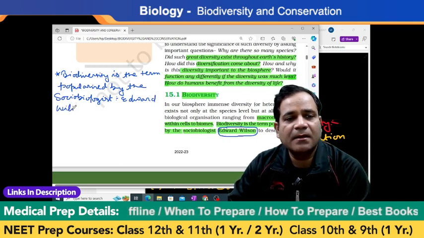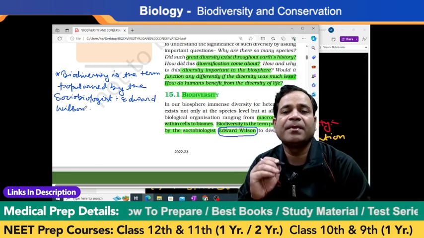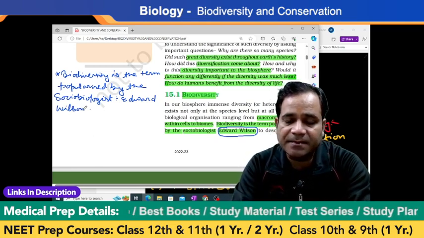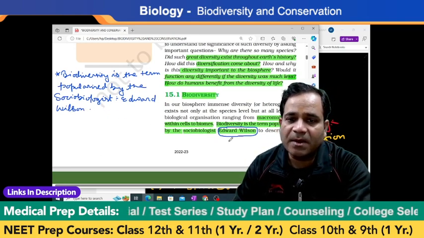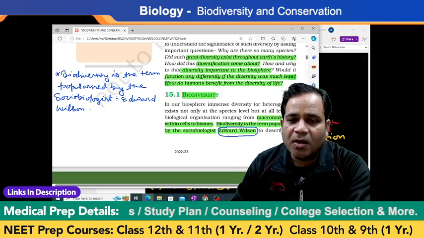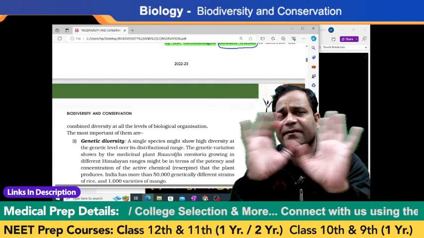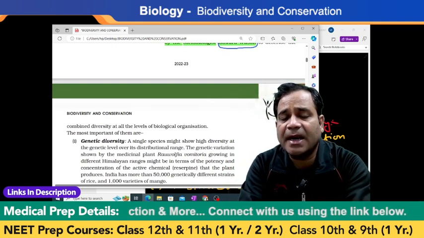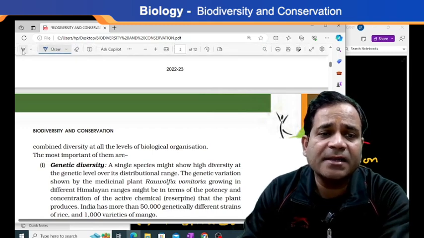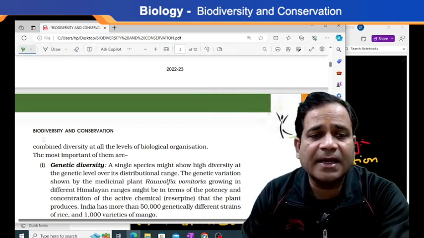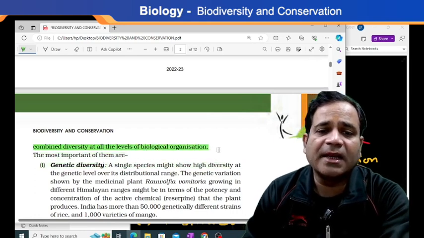This one is Edward Wilson. Let's see. Here, the biodiversity term, that is what? The varieties of life on Earth. And this term is popularized by Edward Wilson. According to Edward Wilson, it describes the combined diversity. If I'm saying here this combined diversity, it means the diversity at all the levels, my dear.